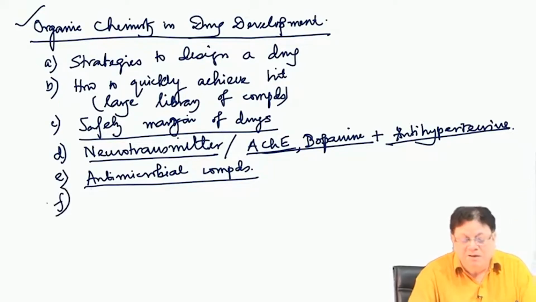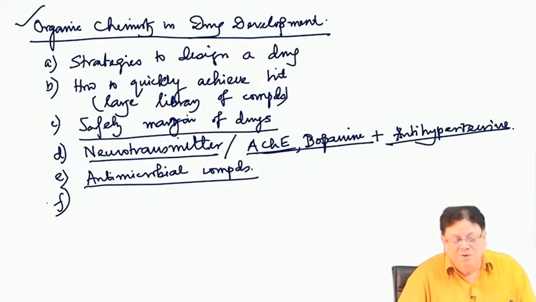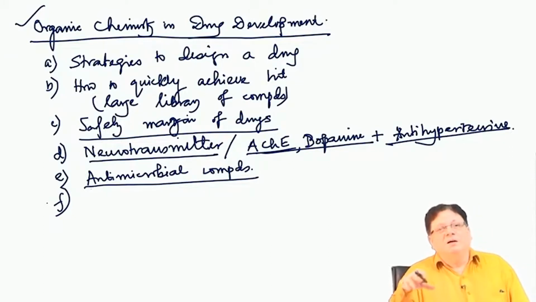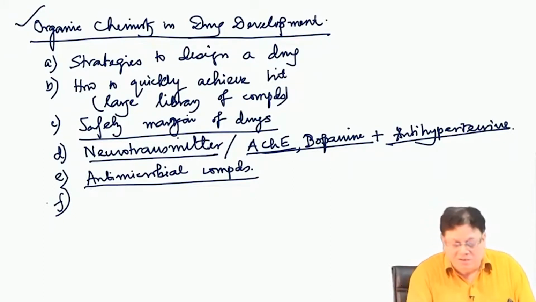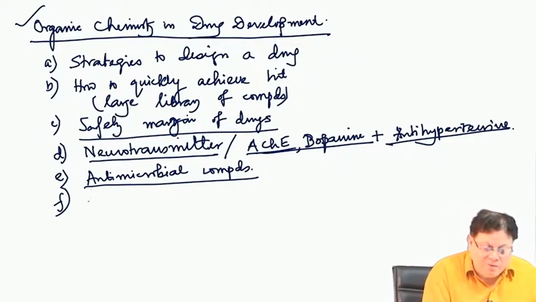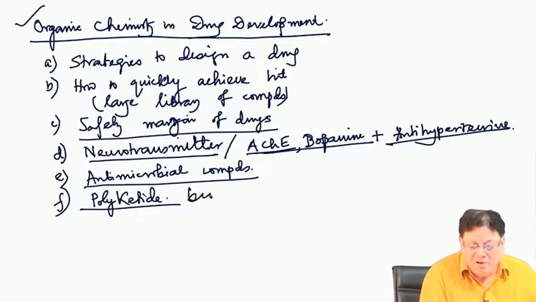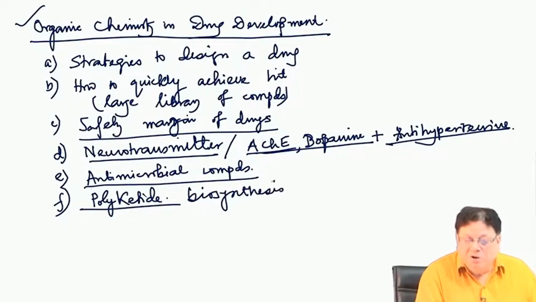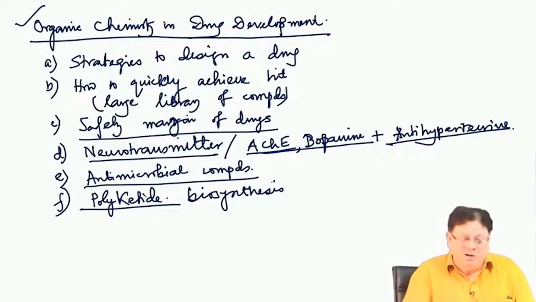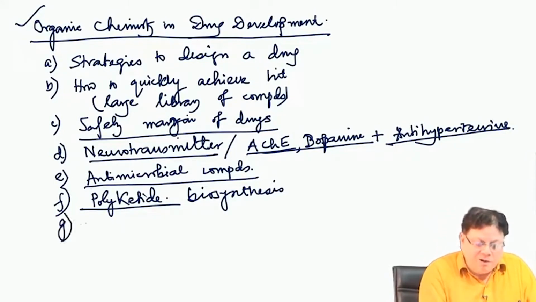We have discussed the penicillin, the sulfonamides, the cephalosporins, the tetracyclines, the erythromycin, everything was discussed here. Then we discussed the polyketides in connection with erythromycin, polyketide biosynthesis, because a majority of the drugs that we use are natural products and a majority of them are of polyketide origin. After polyketide, we discussed the antiviral drugs.